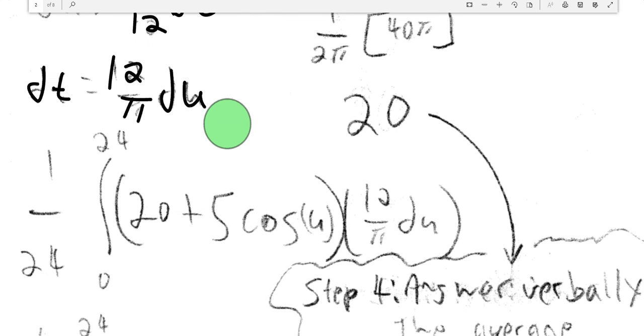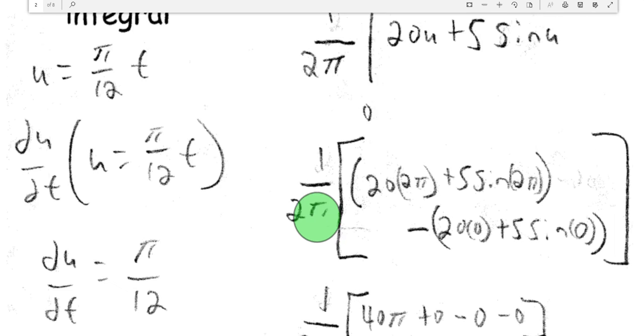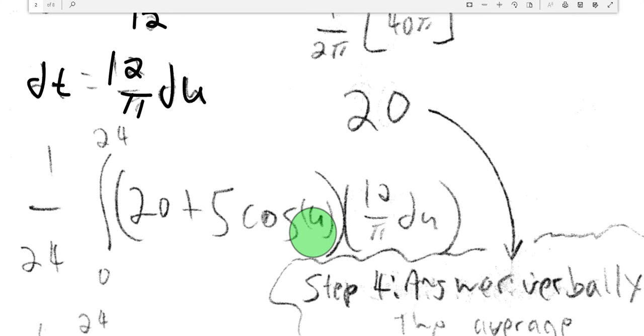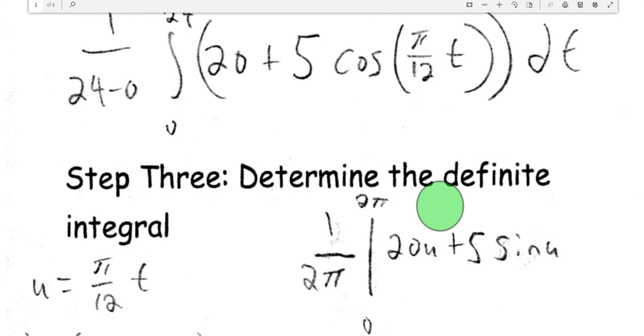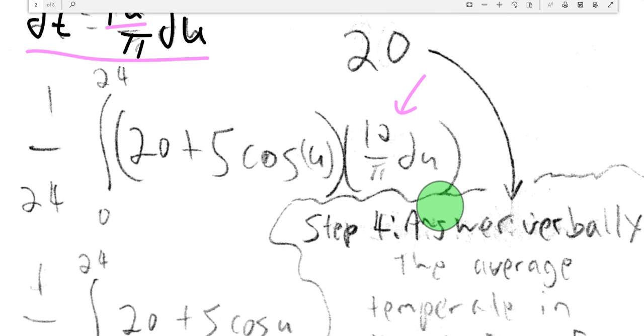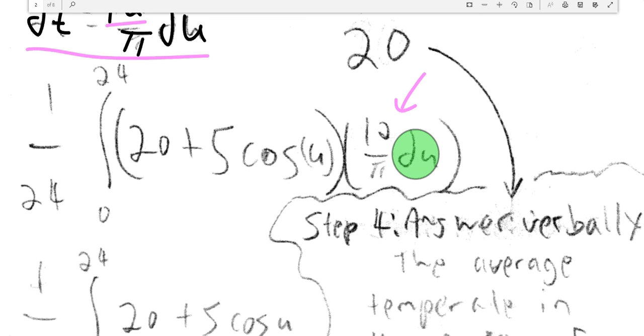Okay, so when I go to integrate this, I do have now my u. I said u is equal to pi over 12 times t, right? So we just determined, though, that dt is equal to 12 over pi du. So dt is going to be replaced with that in my formula. So dt is being replaced with 12 over pi du.